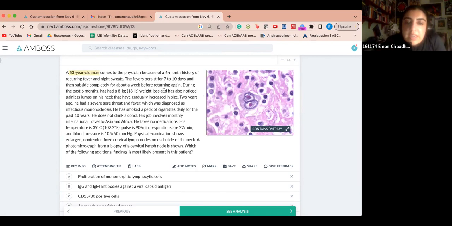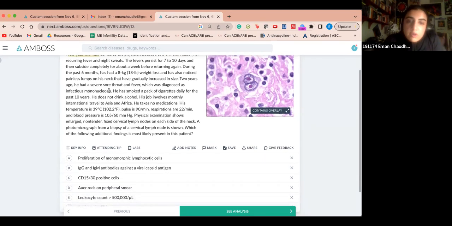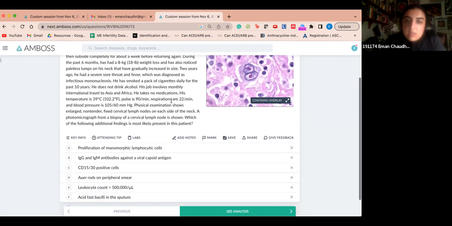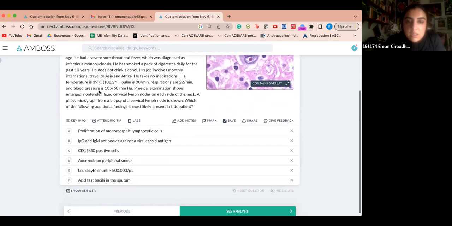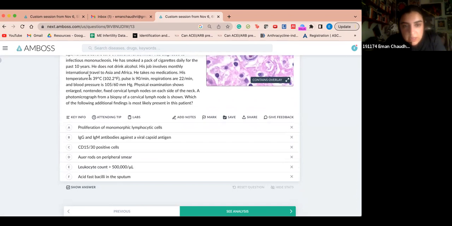So during the past 6 months, 8 kg weight loss, noticed painless lumps on his neck, so non-tender lymphadenopathy. Severe sore throat and fever, was diagnosed as infectious mononucleosis, so EBV, which is a risk factor for Hodgkin lymphoma, where you see Reed-Sternberg cells. He has smoked a pack of cigarettes daily, does not drink alcohol. Does monthly international travel, cool. 39 degrees. I'm not going to read the rest, this is too long. But which of the following additional findings is most likely present in this patient?